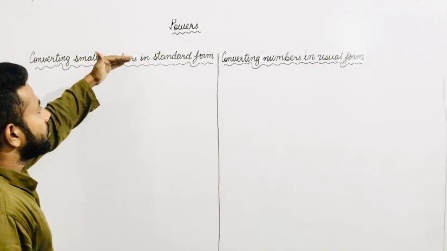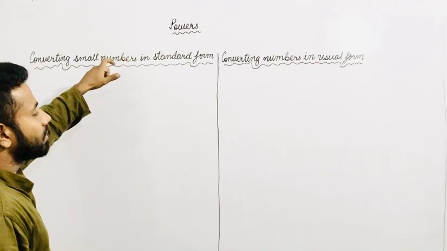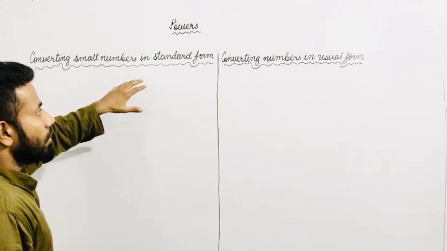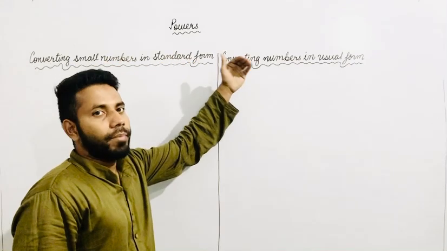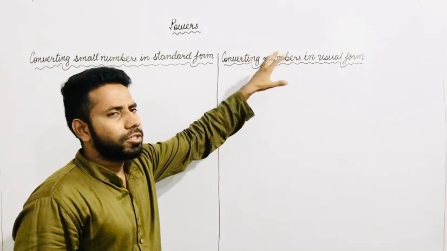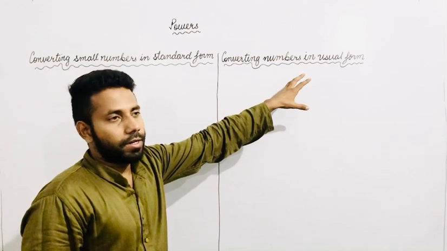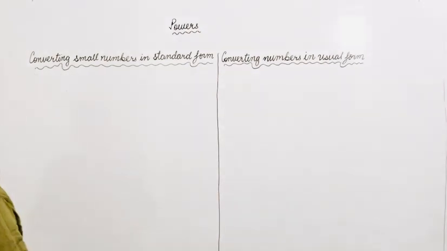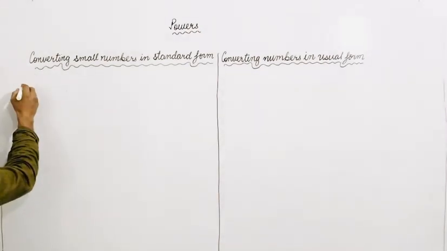Writing small numbers in standard form means converting the decimals into exponent form, and converting numbers into usual form means converting from exponent to decimal form, or just removing the exponent part. So let us begin and see how we do it. Let us proceed with an example.